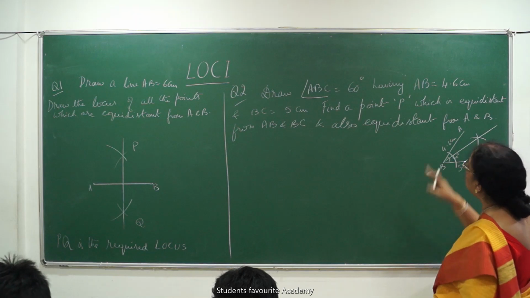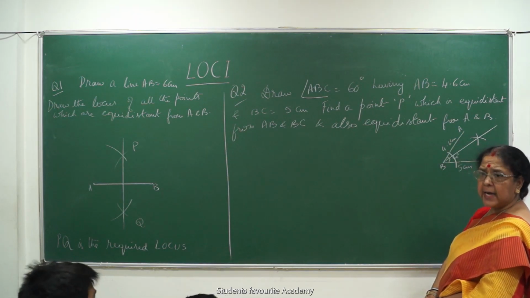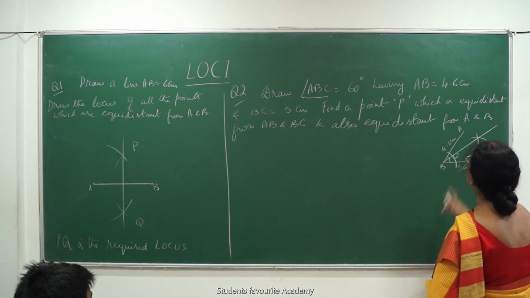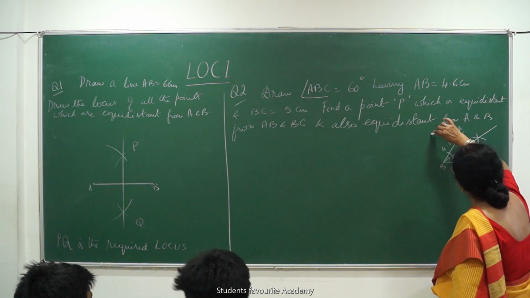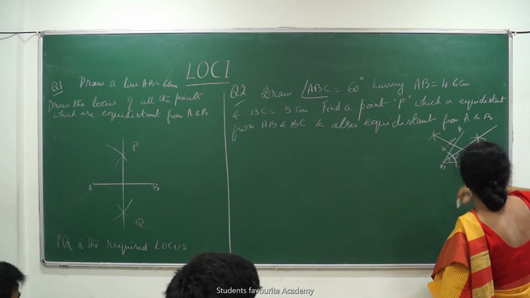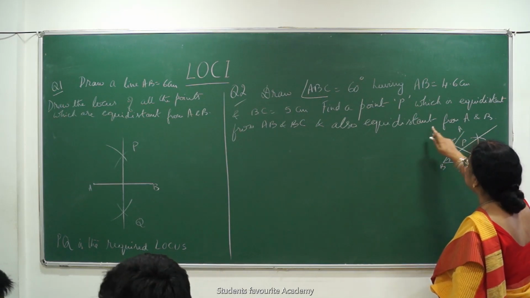And it is also equidistant from A and B. Means what? A and B are 2 points. So you have to draw the perpendicular bisector of AB. So suppose this is the perpendicular bisector of AB. So where these two meet, that will be the point P.